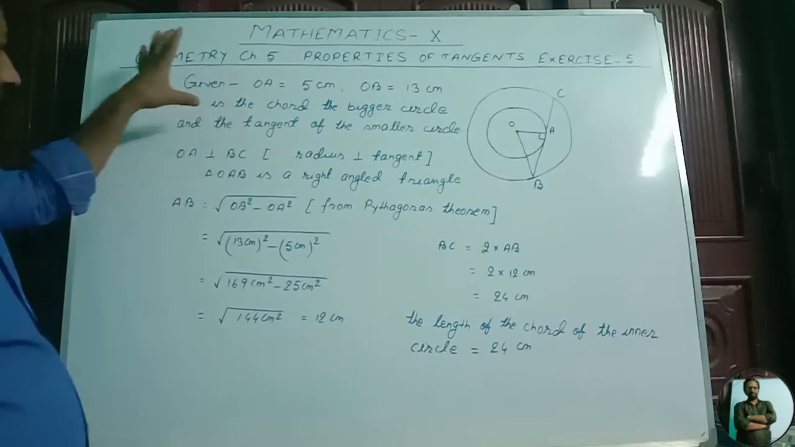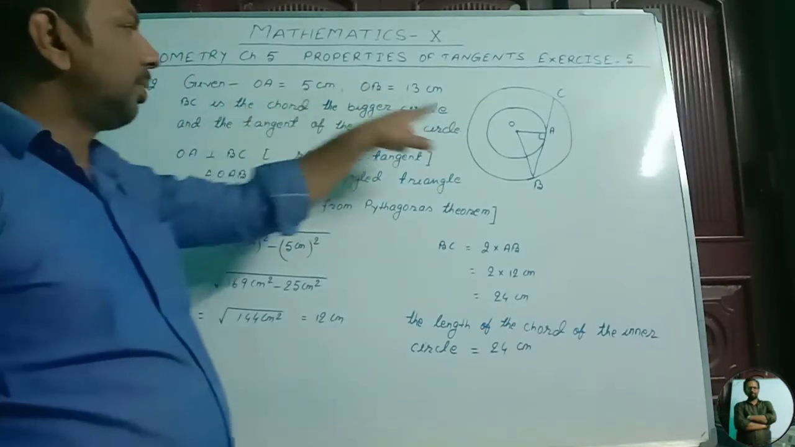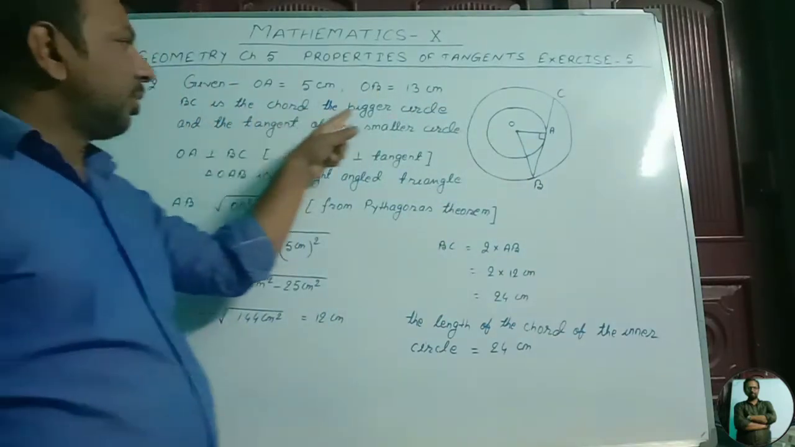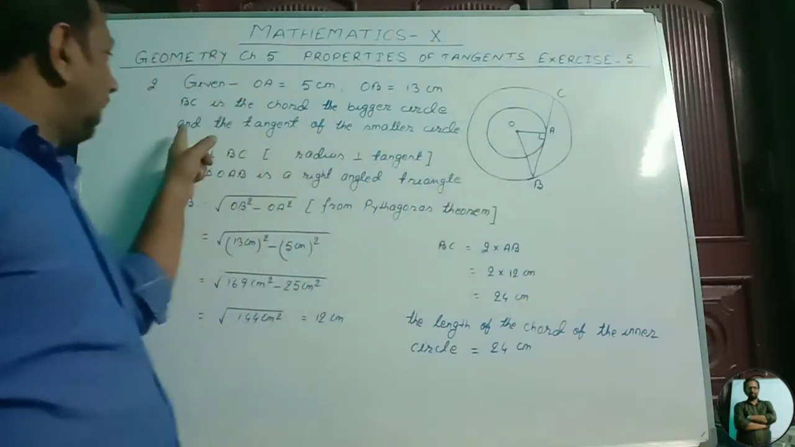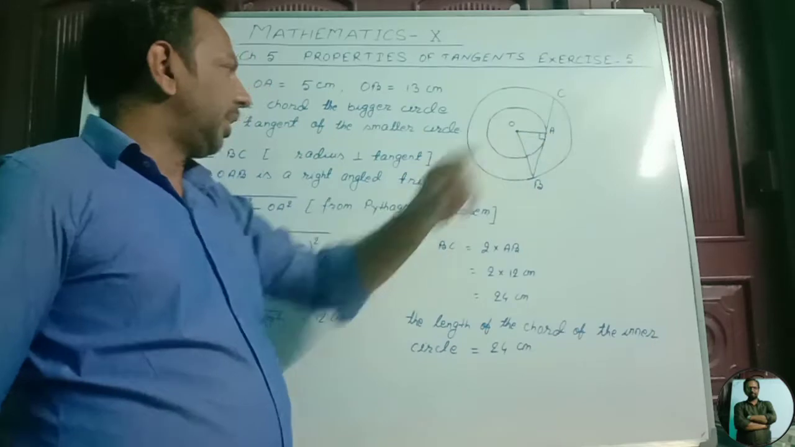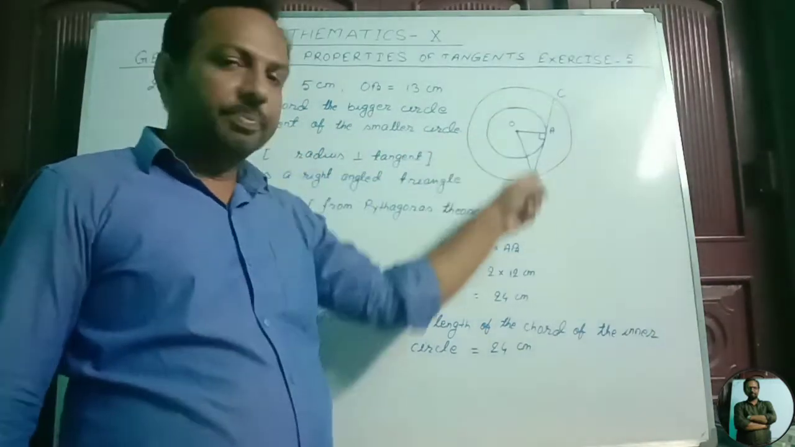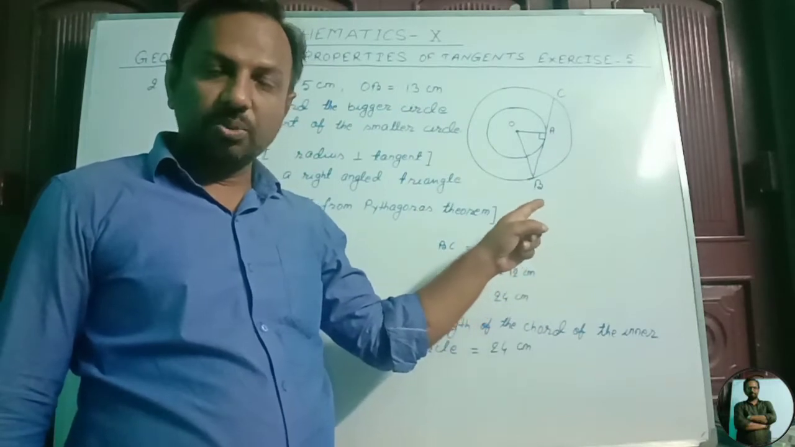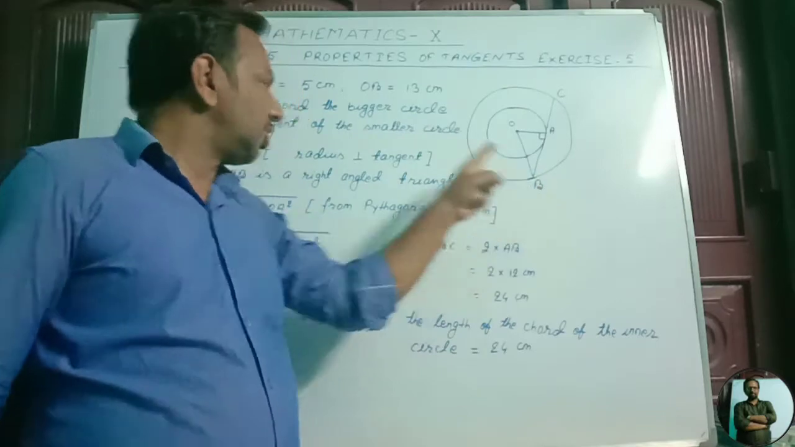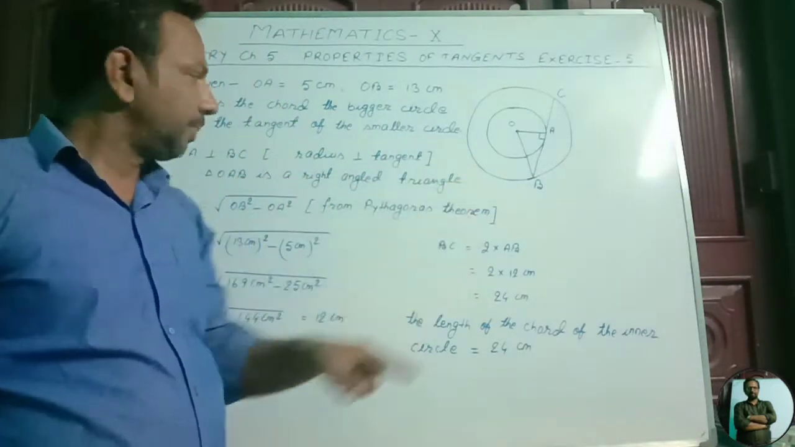Here in the first paragraph, I have written all the given information. Those are OA equal to 5 centimeter, OB equal to 13 centimeter. BC is the chord of the bigger circle and the tangent of the smaller circle with point of contact A. OA is perpendicular to BC because radius is perpendicular to the tangent. I have written in the bracket, since radius is perpendicular to the tangent.